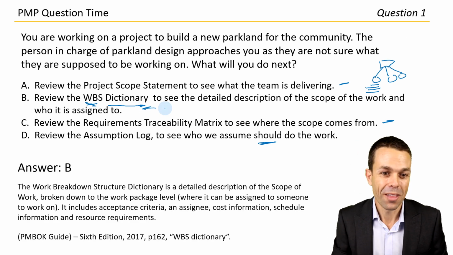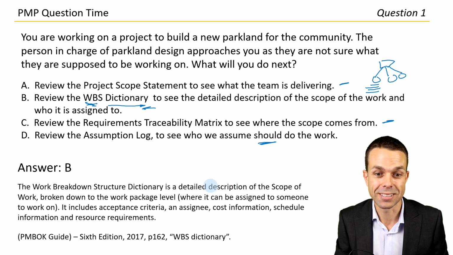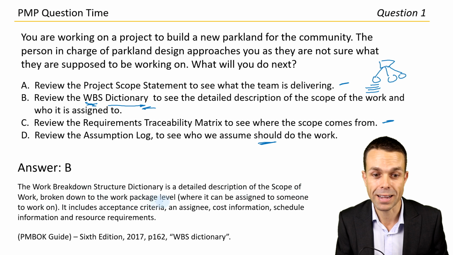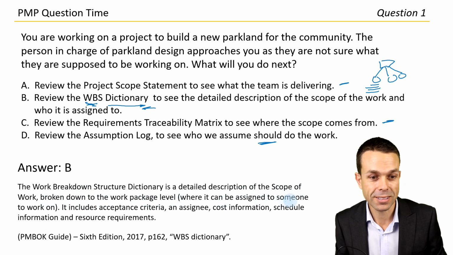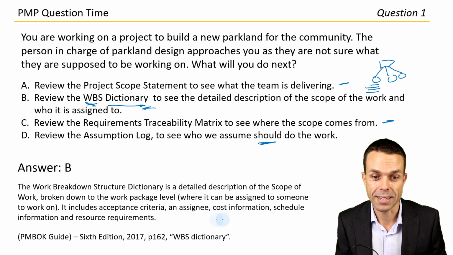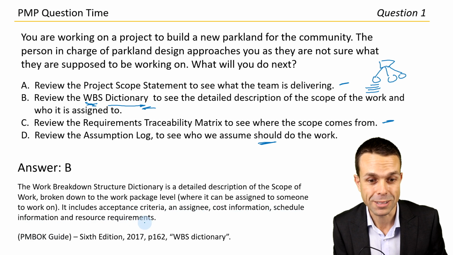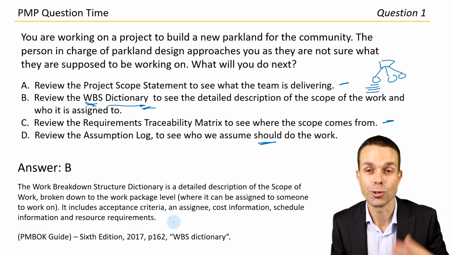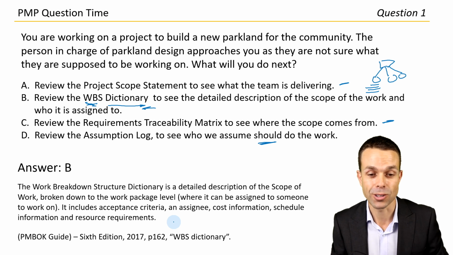All right, there it is. The Work Breakdown Structure Dictionary is a detailed description of the scope of work broken down to the work package level, where it can be assigned to someone to work on. It includes acceptance criteria, an assignee, cost information, schedule information, and resource requirements. So all of the information that we do need there, and information for people to know what they should be working on and what's assigned to them.